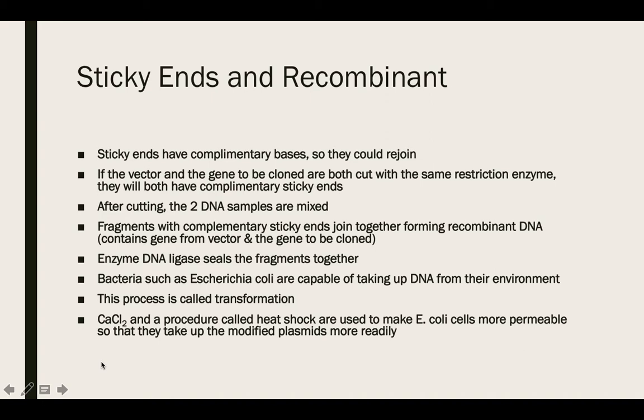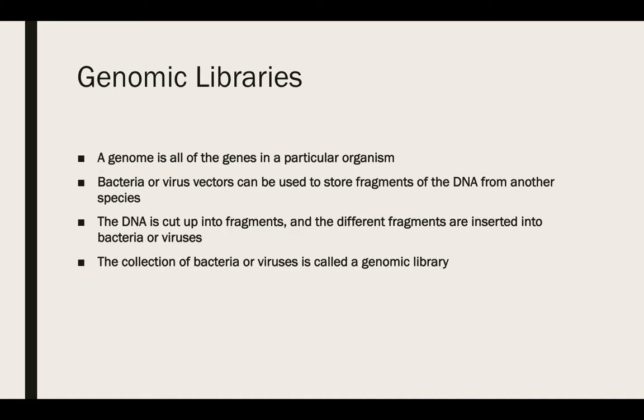Bacteria such as E. coli are capable of taking up DNA from the environment, so this is where we can use the process of transformation. It's actually a little bit easier, and we use calcium chloride and heat shock and things like that to make the E. coli more permeable. It causes it to kind of open up, and then we can modify the plasmids and get them to take in the DNA.